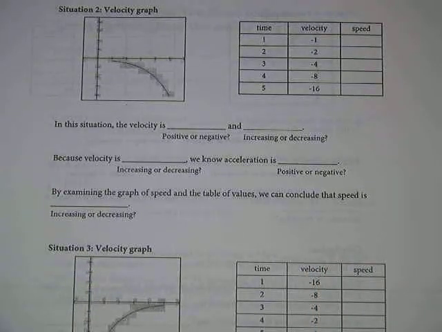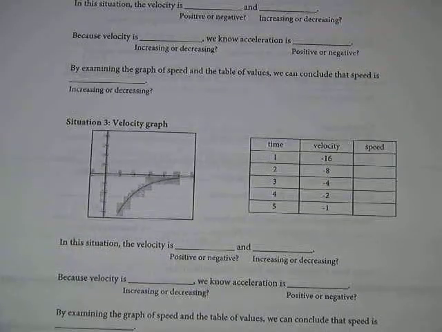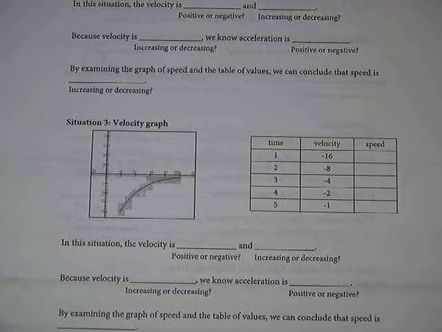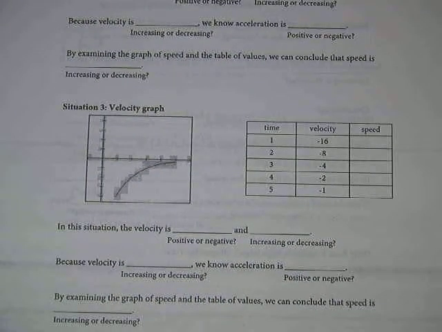And then it says by examining the graph of the speed in the table of values, we can conclude that the speed is, however, increasing. Because if you filled in your speed graph on the right, what is the speed relative to the velocity? It's the absolute value. So all your speeds are 1, 2, 4. The speed is increasing then, isn't it? Won't speed always be increasing? Not necessarily. It's not in this graph here, is it? If you did the absolute values of these, what's going on with your speed there? Speed would be decreasing, wouldn't it?